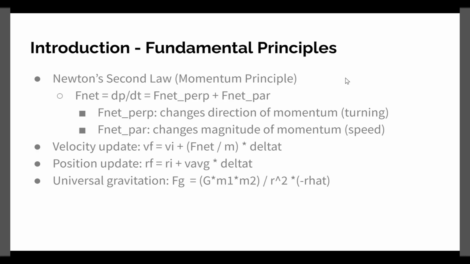The fundamental principles at work here are Newton's second law, which states that F net is equal to change in momentum over change in time, which is also equal to the sum of F net perpendicular and F net parallel. F net perpendicular is the force orthogonal to the direction of motion, and it changes the direction, so it turns the motion. F net parallel is in the direction of motion and changes the magnitude of momentum, or the speed. Other formulas I used were the velocity and position update formulas, as well as universal gravitation.